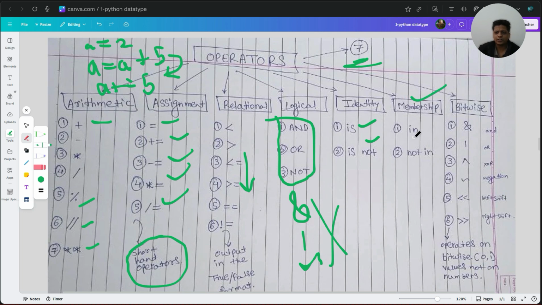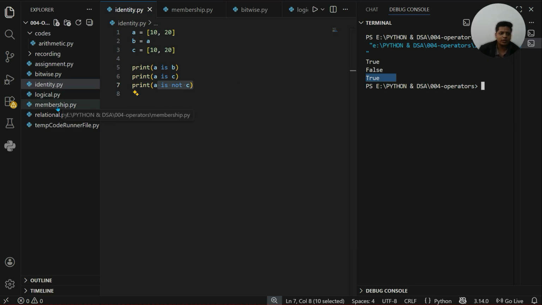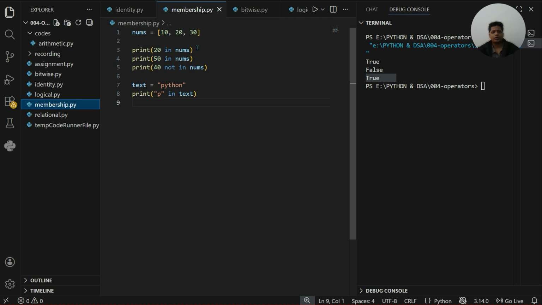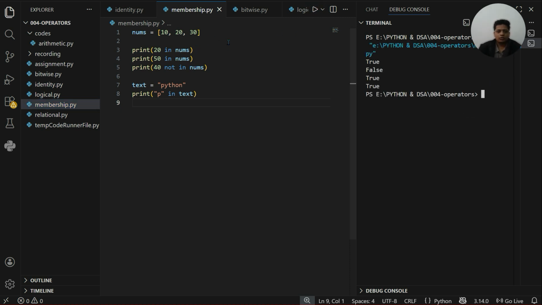Now the sixth operator, that is the membership operator, in and not in. It is used to find whether the values are in that particular thing or not in that particular thing. Here nums equals 10, 20 and 30. Print 20 in nums. Is 20 present in nums? Yes, it will print true. Print 50 in nums. Is 50 present in nums? No, it will print false. Print 40 not in nums. Is 40 present in nums? No, it is not present. That's why it is showing true.